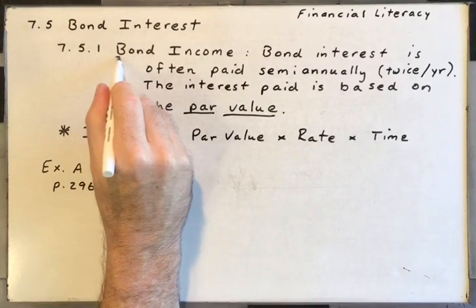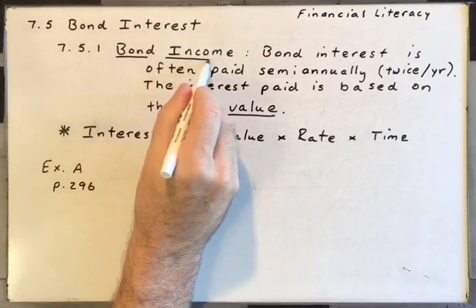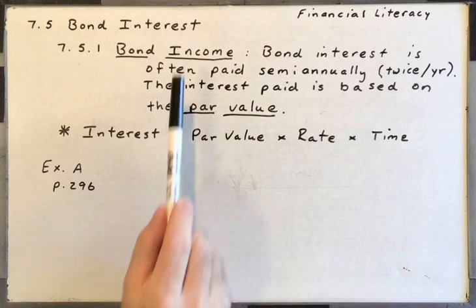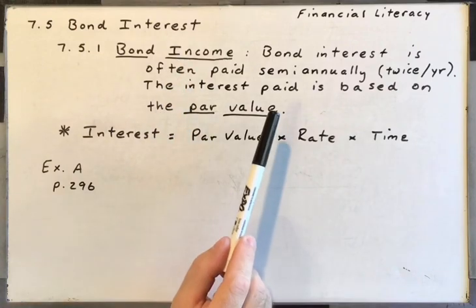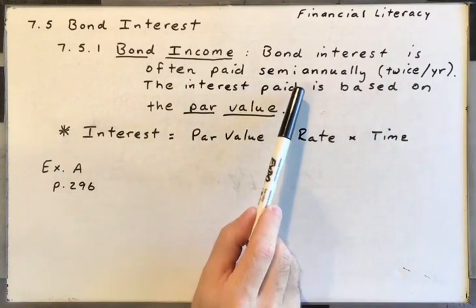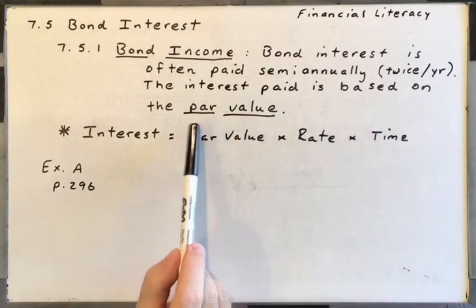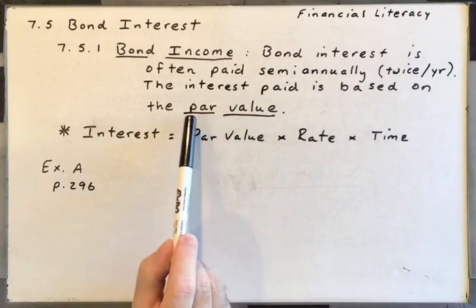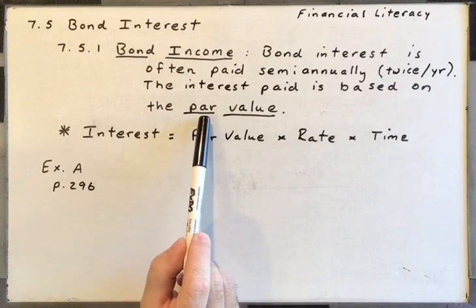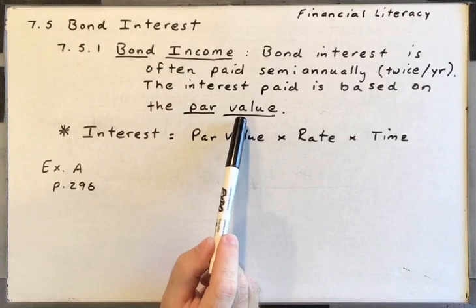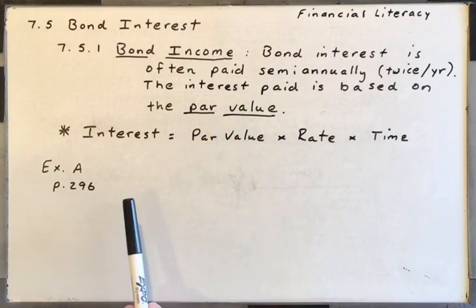So go ahead, and we've got just a little bit of vocab to write down here for your notes that'll go in your notebooks. So go ahead and write this down. Bond interest is often paid semi-annually, which is twice a year. The interest paid is based on the par value. So we learned that in 7.4. That's the value of the bond written on the bond. Okay, so a lot of times it's $1,000 or $500.